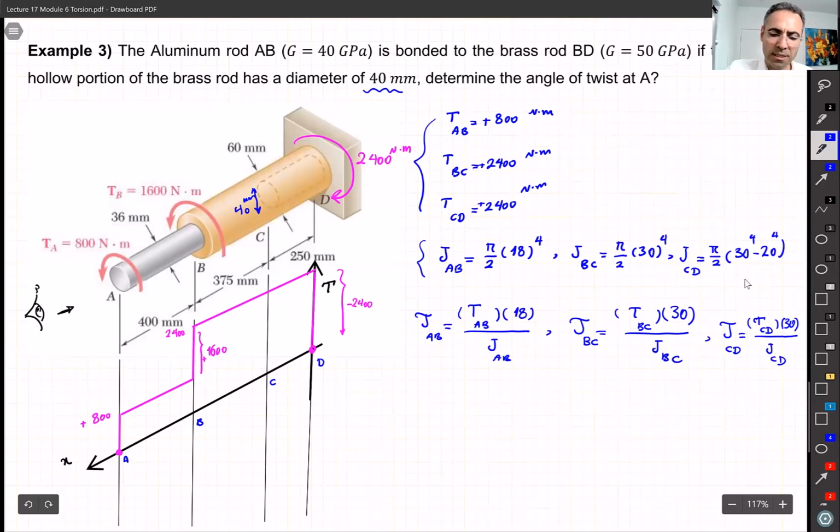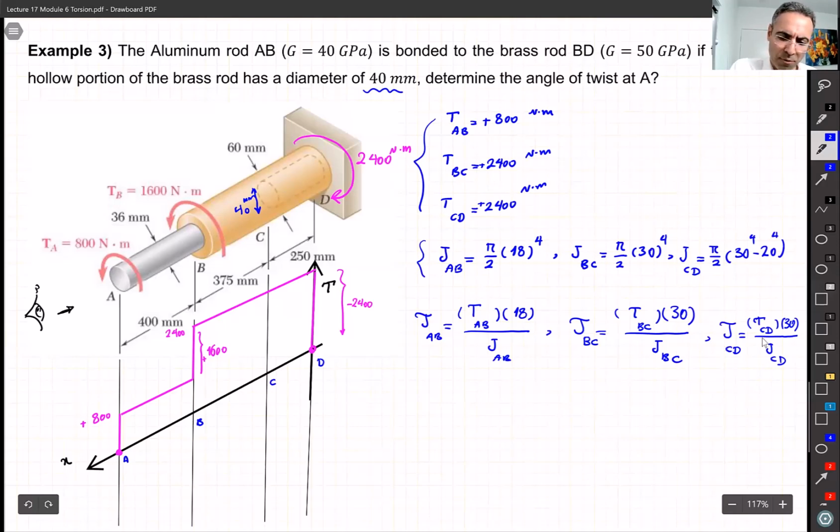Keep in mind this tau CD is the stress in outer side of the shaft. If we want the inside stress, then we put 20 here. But we don't need to, because always we care about the maximum stress, and maximum stress happens outside.